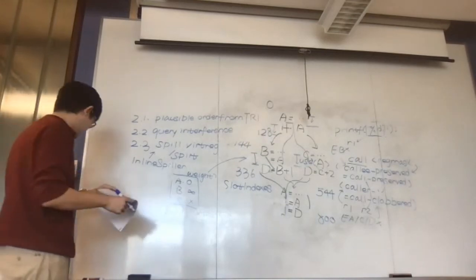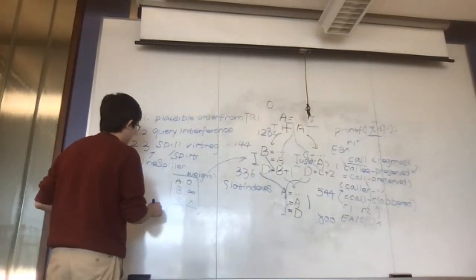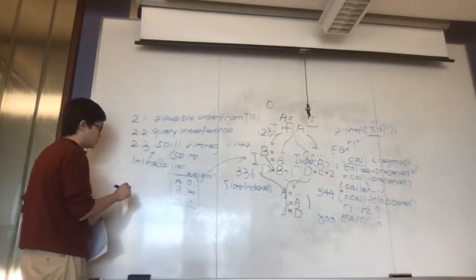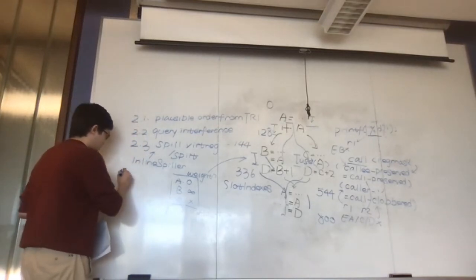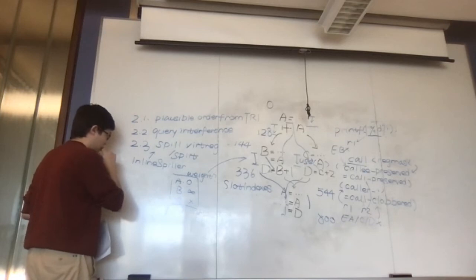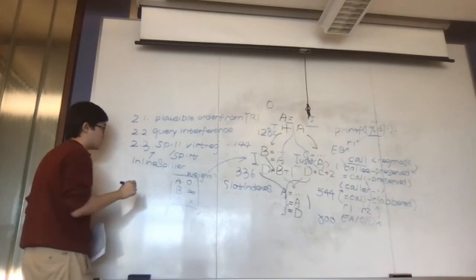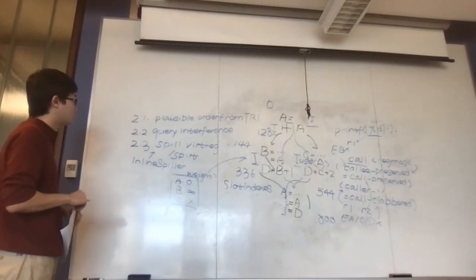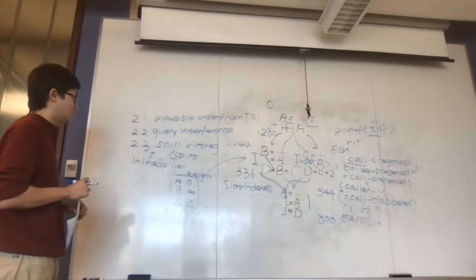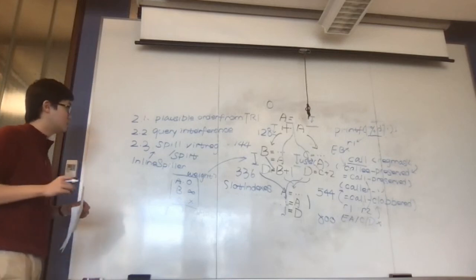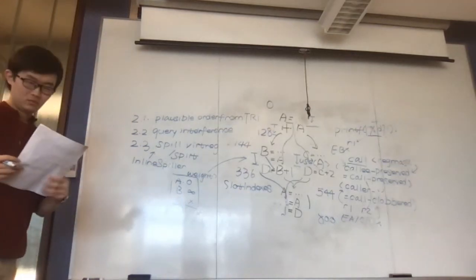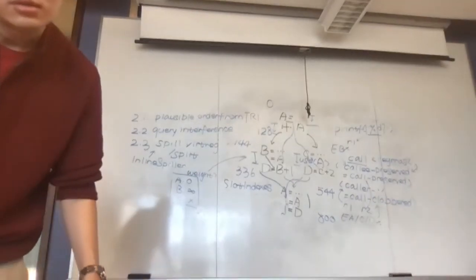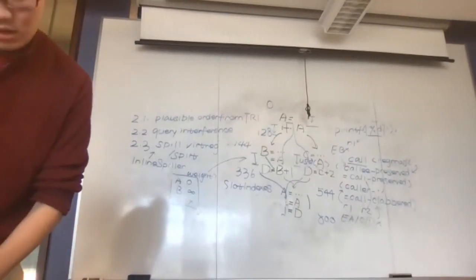Okay. And yeah, this basically concludes the implementation of our minimal register allocator. Any questions here? Good.